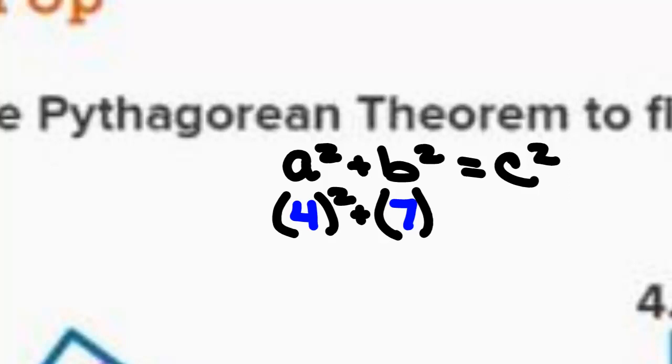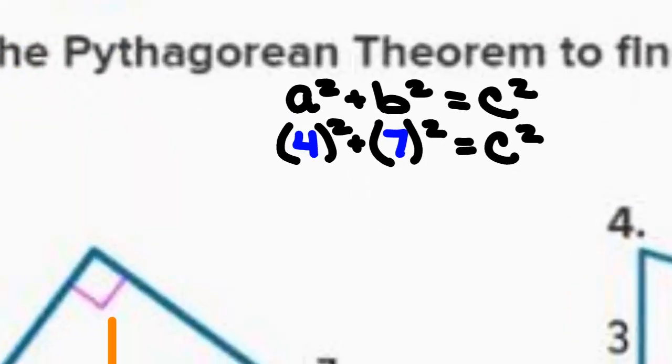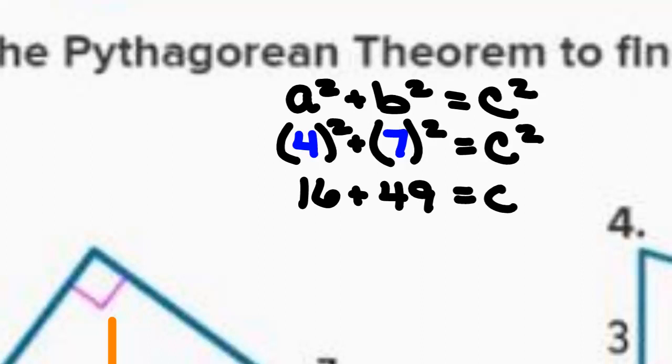We're going to put the 4 in for either A or B. We're going to put the 7 in for the other one. So I'm going to put 4 in for A and 7 in for B, but the order there does not matter. So I would have 4 squared plus 7 squared equals C squared. 4 squared is 16. 7 squared is 49. What is 16 plus 49? 65. So 65 equals C squared.